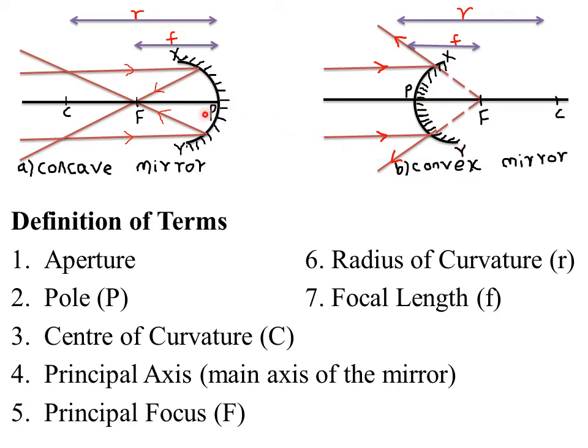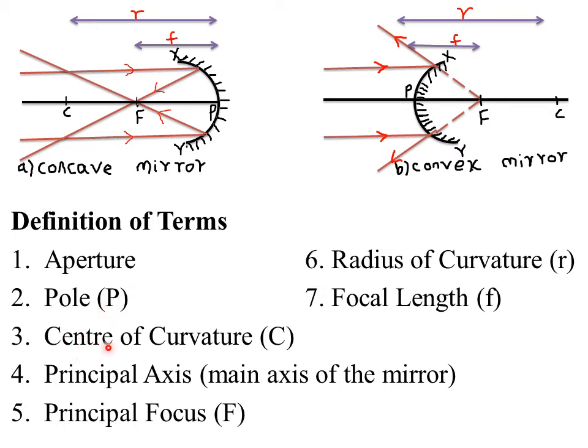Also for this case, the distance PY and the distance PX should exactly be the same. So in short, the pole P is the midpoint of the mirror. A pole in physics, in the case of curved surfaces, is defined as the geometric center of the mirror. So a pole is the geometric center of the mirror.